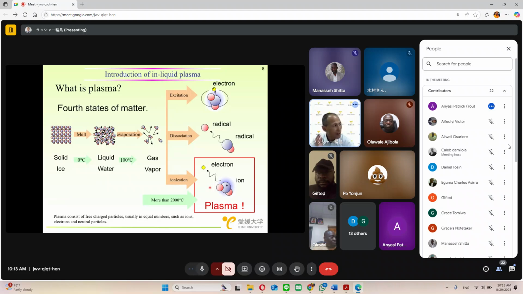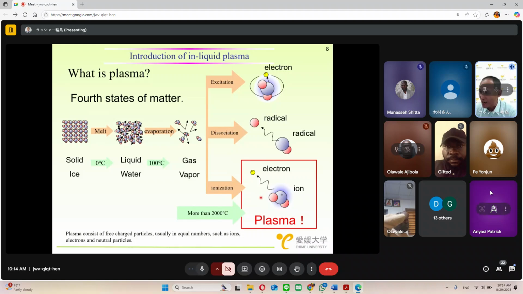So what is plasma? The so-called fourth state of matter. Plasma is the state of matter that comes after solid, liquid, and gas. It is one of the four states of matter. It is a very high energy state in which electrons escape from the molecule and it emits light.